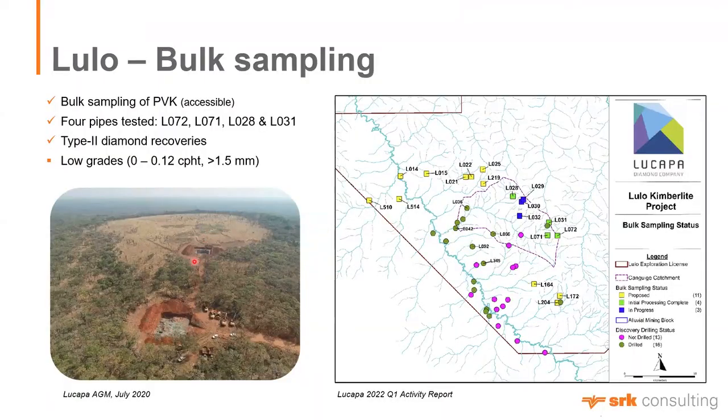Here's some 2 bulk sampling pits. They're actually sampling primary volcaniclastic kimberlite in both of these pits. And so they can do that because this is accessible. It's not sitting underneath hundreds of meters of sand. So far, they've tested 4 pipes. I think they're shown in initial processing complete in green on this image over here. These light green ones, those are the ones they've tested. They have recovered type 2 diamonds, but they have very low grades at this time.